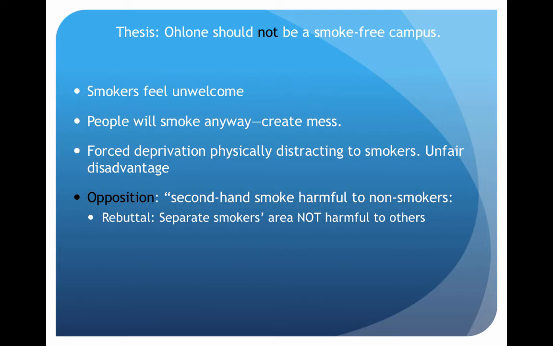But then again, we anticipate the opposition. We say, and they always start with a sentence like, opponents to a smoke-free campus would say that secondhand smoke is harmful to non-smokers, right? The rebuttal coming back would be, however, what my opposition doesn't realize is that Ohlone would have a separate smokers area where smokers could go. It would be away from classrooms, and their smoke would be non-harmful to others. Okay, so you see how this is working?